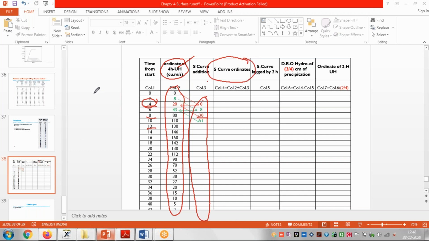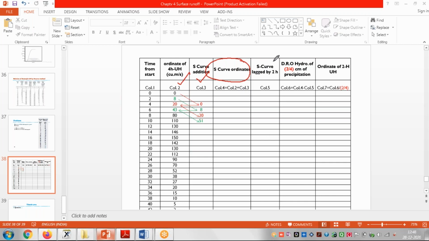S curve means what? See, we have already seen this S curve. Suppose one graph is this, second graph is this, third graph, fourth, likewise. See, this much portion is here, this much portion, this one. When we add all these portions, finally you will see that this graph goes like this. And this graph is called the S curve graph, right? So same thing is here. Column 2 plus column 3 means this column and this column. When we add, we will get the S curve ordinate.